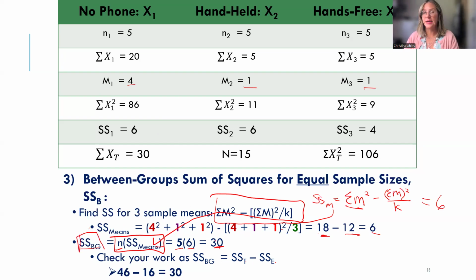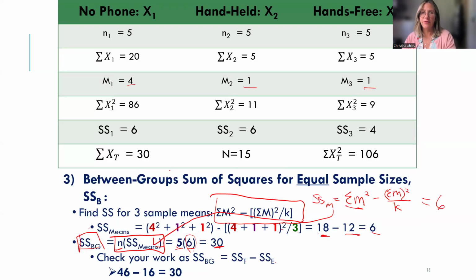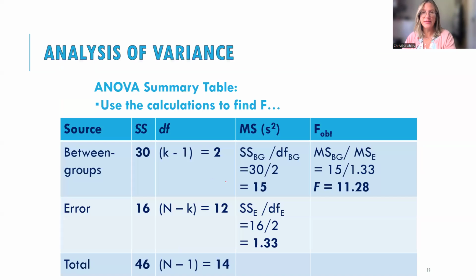Probably the biggest mistake I see students make is reporting just 6. You calculate the sums of square means and forget to multiply by the sample size. That's the biggest error. So it's very, very important that you multiply it by the sample size. It should be a real red flag if you accidentally, let's go back, put in the number 6, like right here. 6 plus 16 doesn't equal 46, but 30 plus 16 equals 46. So that's how you can check your work.